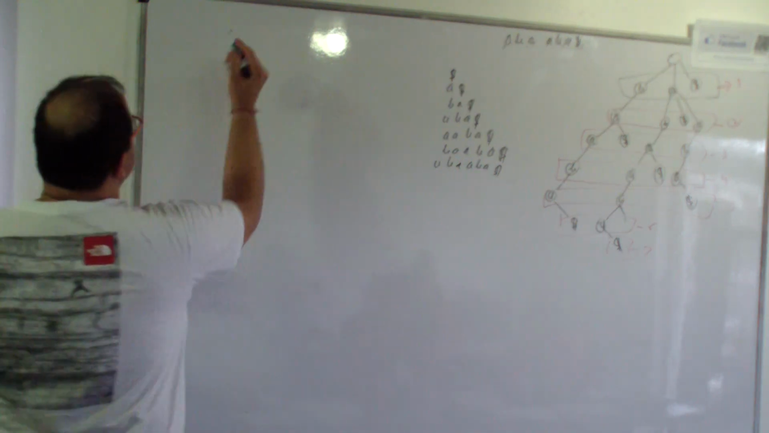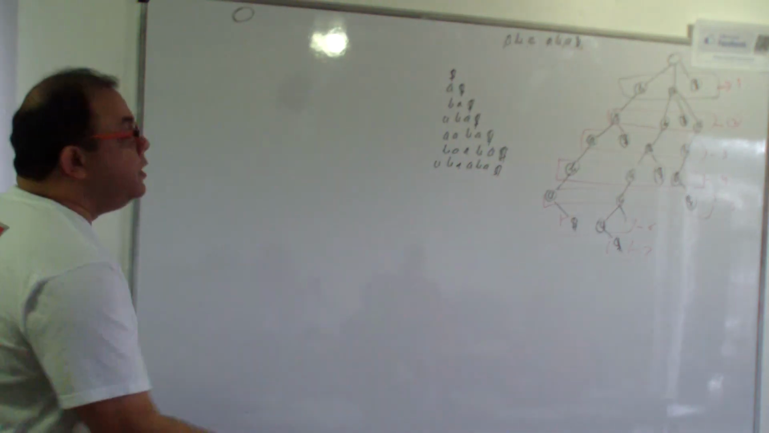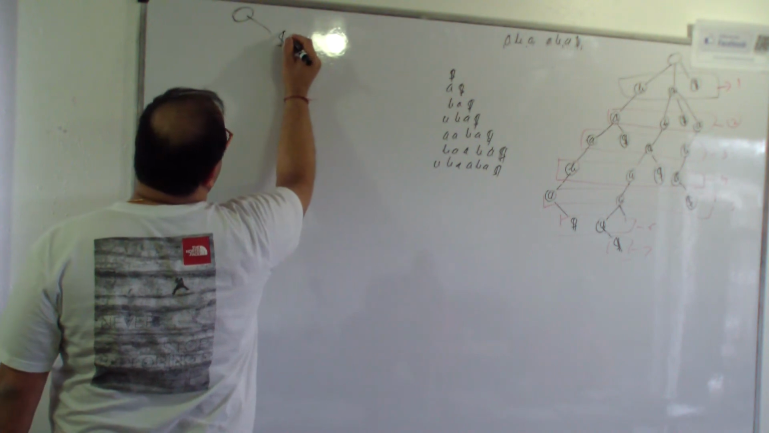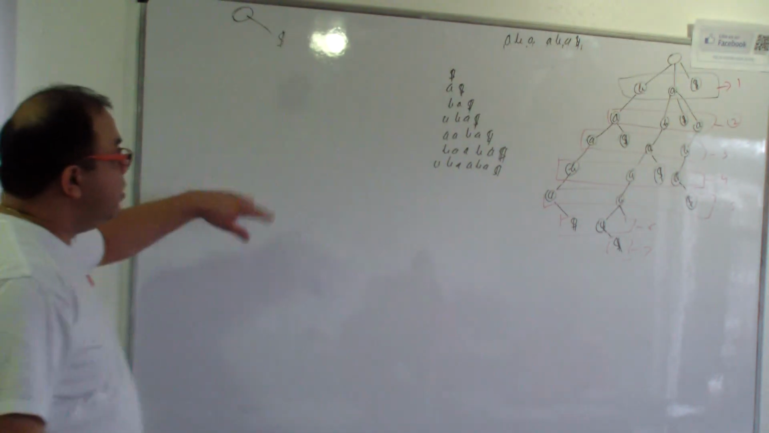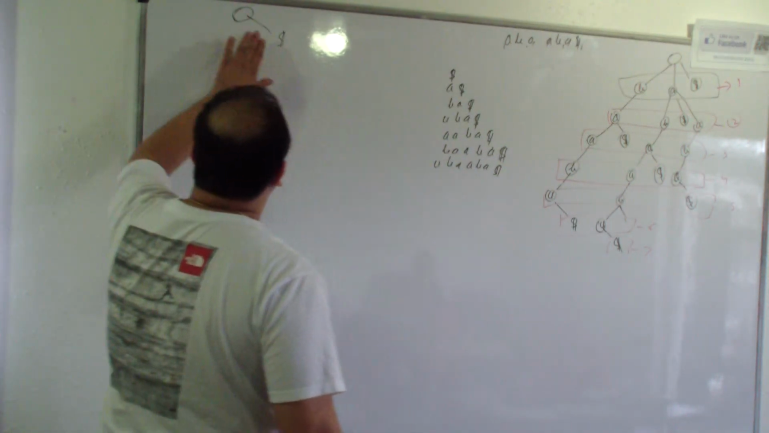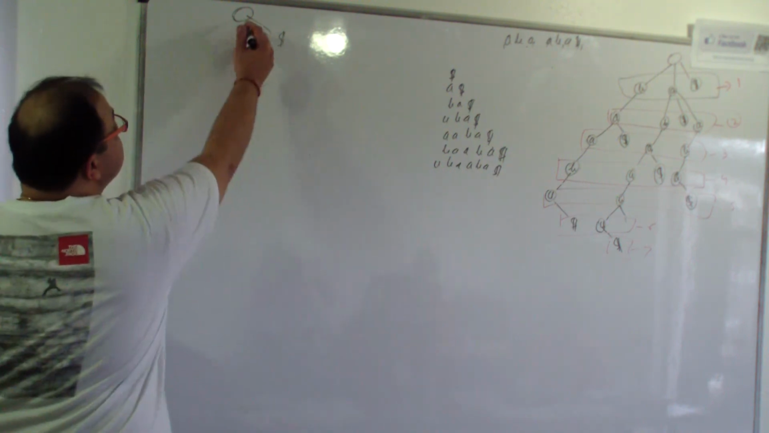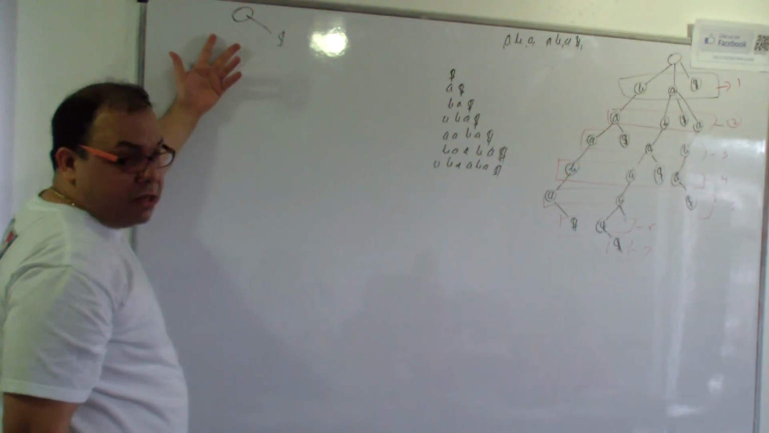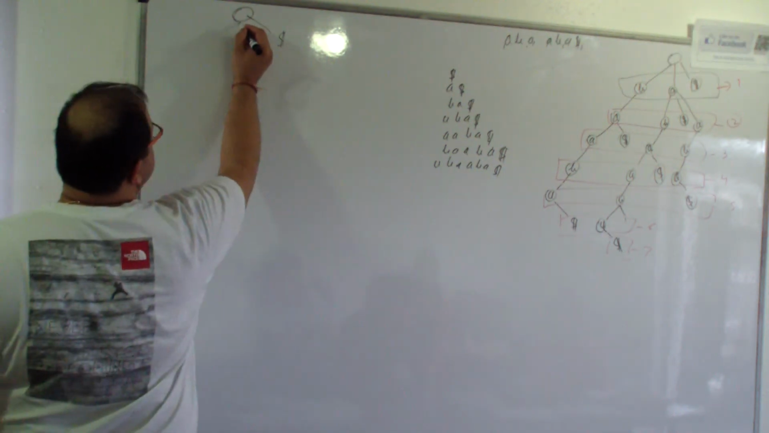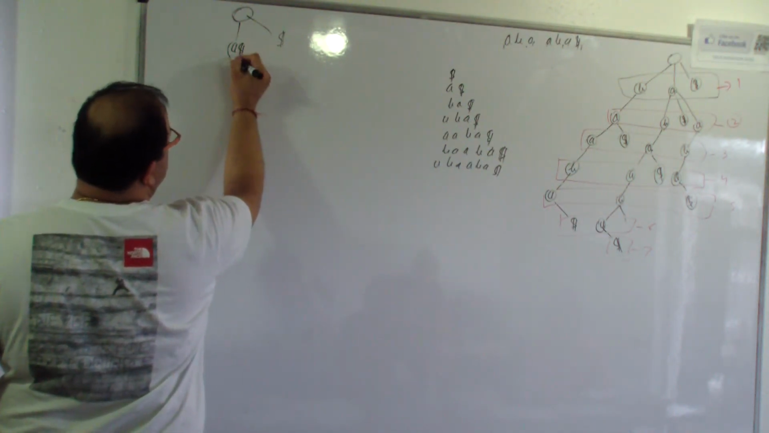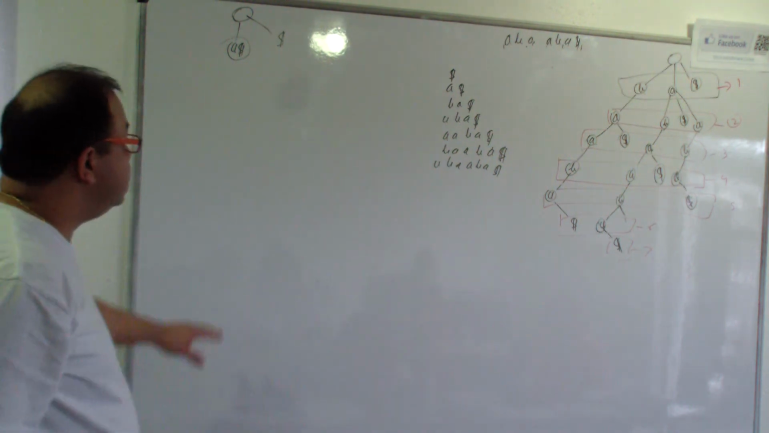First, we created a root. Next, we created a dollar. Now dollar is added. Now A dollar comes. We will check if A dollar exists. We'll check for all the nodes. Check if A dollar exists in there. Nothing exists, so we'll create A dollar.